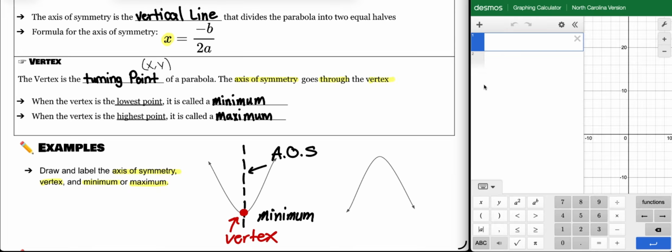All right, now looking at the other one, same thing, go ahead and cut it into 2 equal halves. If we cut it into 2 equal halves, that will give us our axis of symmetry. Okay, and then based off where we see that the actual parabola is turned, it turns about right here. So that will give us our vertex. And now just looking at the vertex point, it is at the top. Because it's at the top, that will give us a maximum.